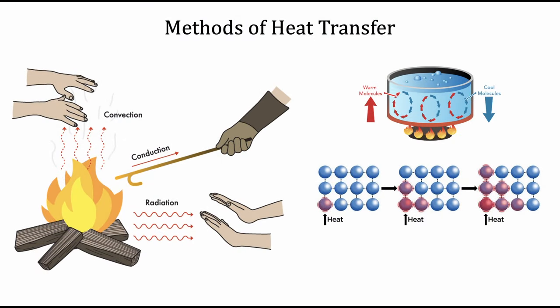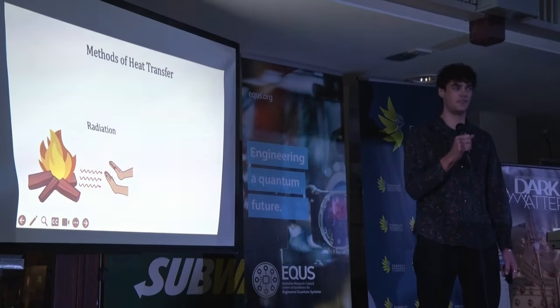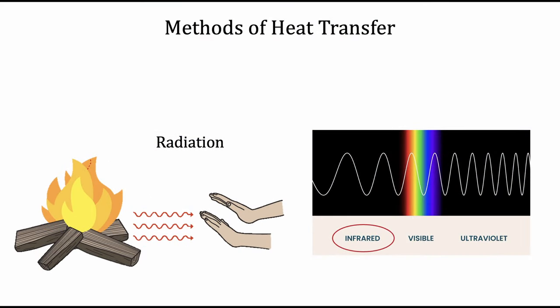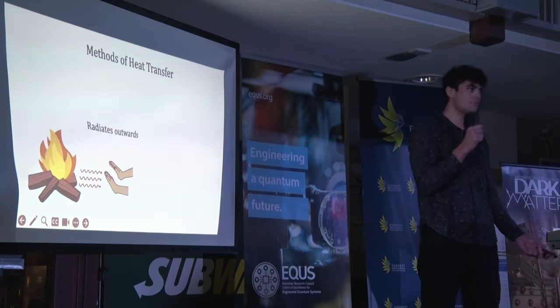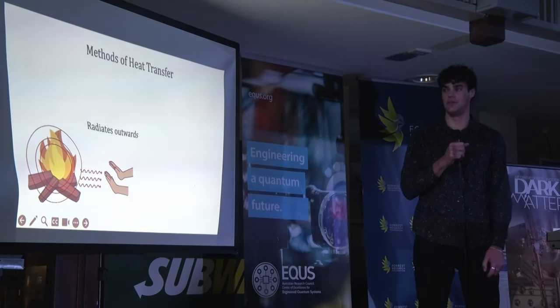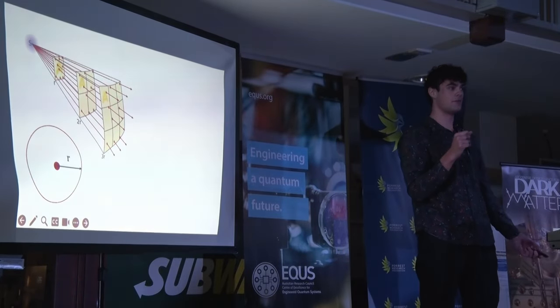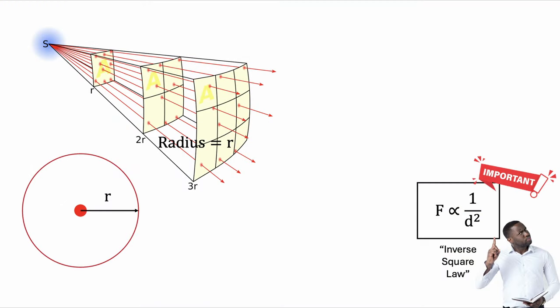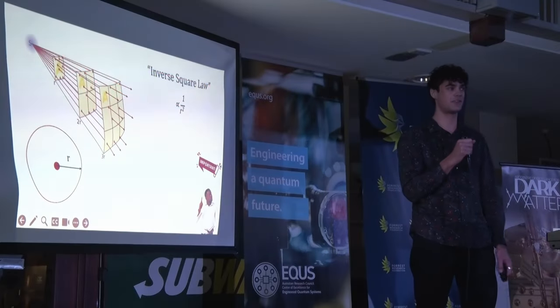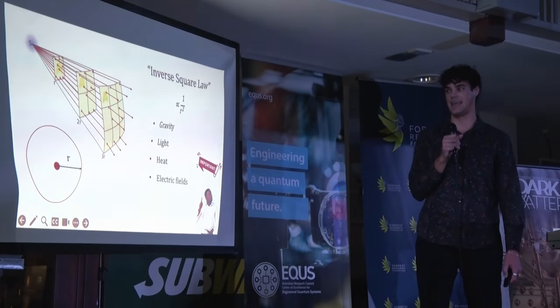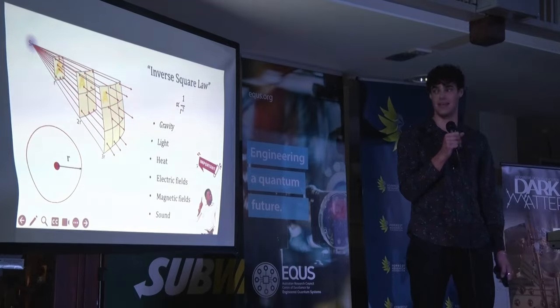Convection is when a warm fluid rises and a cold one sinks. Conduction is when the warm molecules excite the less warm molecules so they can transfer heat. But what about radiation? This is the important one. When it's in the electromagnetic spectrum, in the infrared area, we call it radiation because it radiates outwards, like this, and it has a radius. Radius is R. Oh, but when we get further from the heat, it gets way less hot. Remember, I told you to remember the inverse square law because it applies to everything: gravity, light, heat, electric fields, magnetic fields, and even sound.